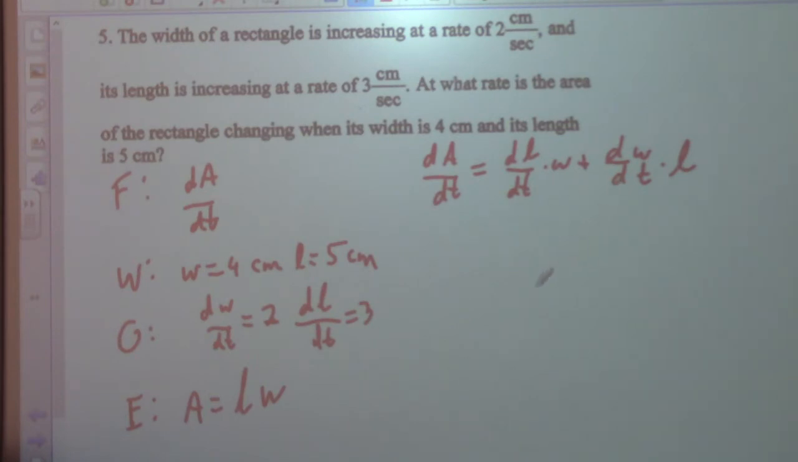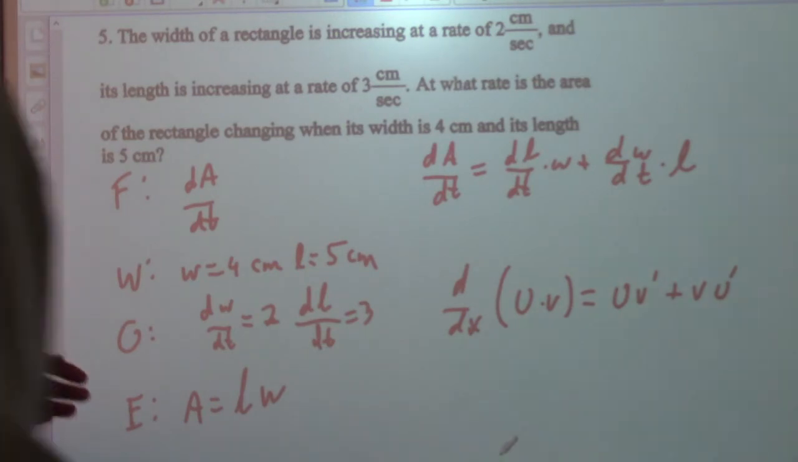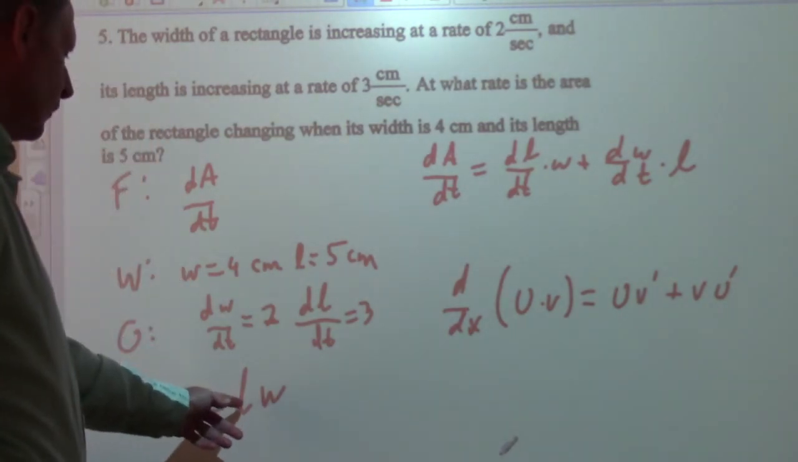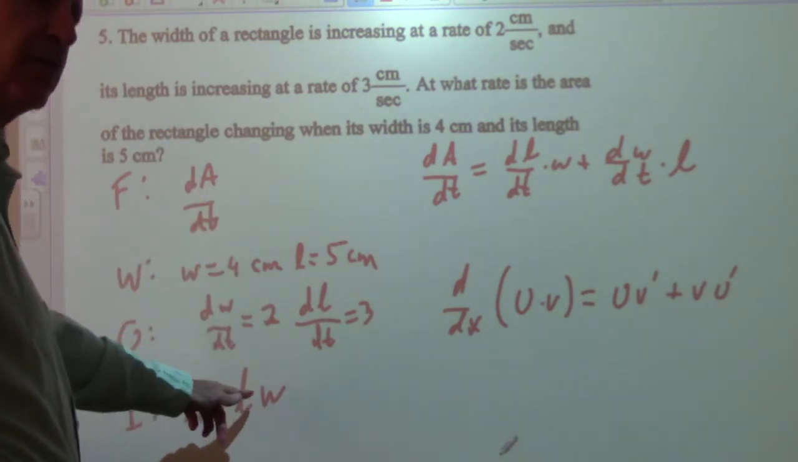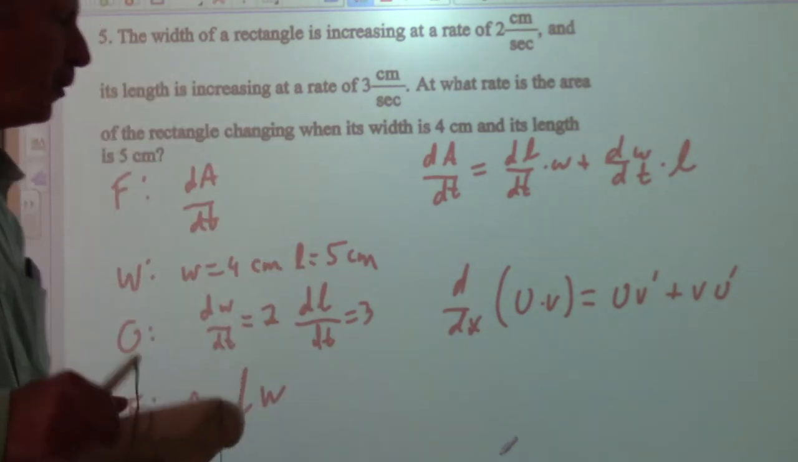Yeah, remember our product rule of derivatives? Product rule is, if you have the derivative of u times v, it's going to be equal to u v prime plus v u prime. So we're going to take the derivative of this times this plus the derivative of this times this. Product rule. So now we can just plug in.